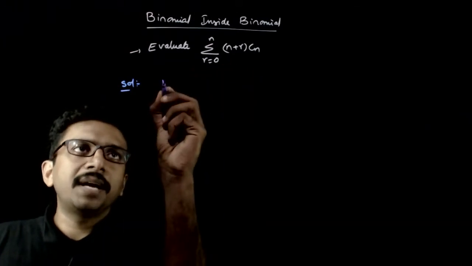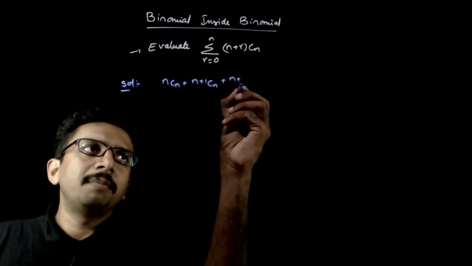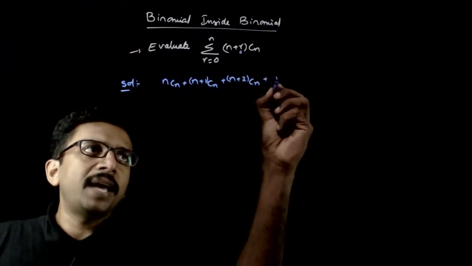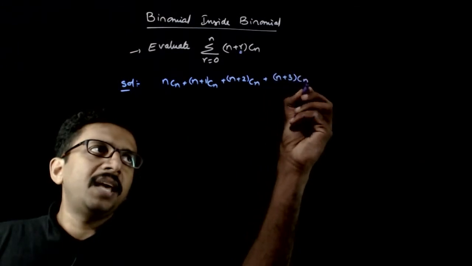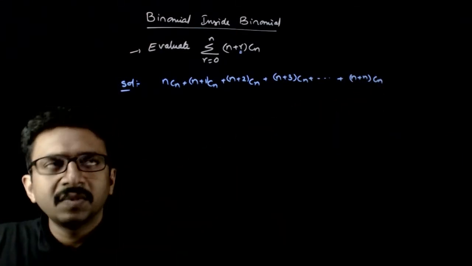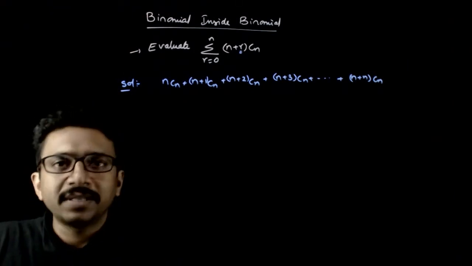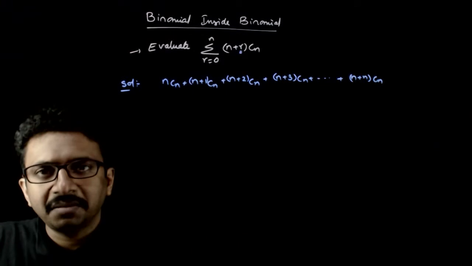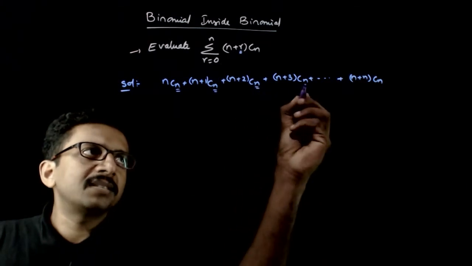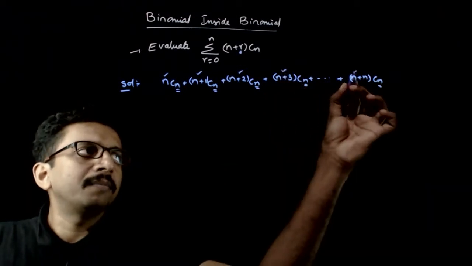First, r is equal to 0, you get nCn plus (n+1)Cn plus (n+2)Cn. Here r is increasing, so (n+3)Cn plus so on up to (n+n)Cn. Now you are asked to find the summation of all these terms: nCn plus (n+1)Cn plus (n+2)Cn plus so on up to (n+n)Cn. The nature of this sequence is that the lower suffixes are the same, but the preceding prefixes are increasing by 1.